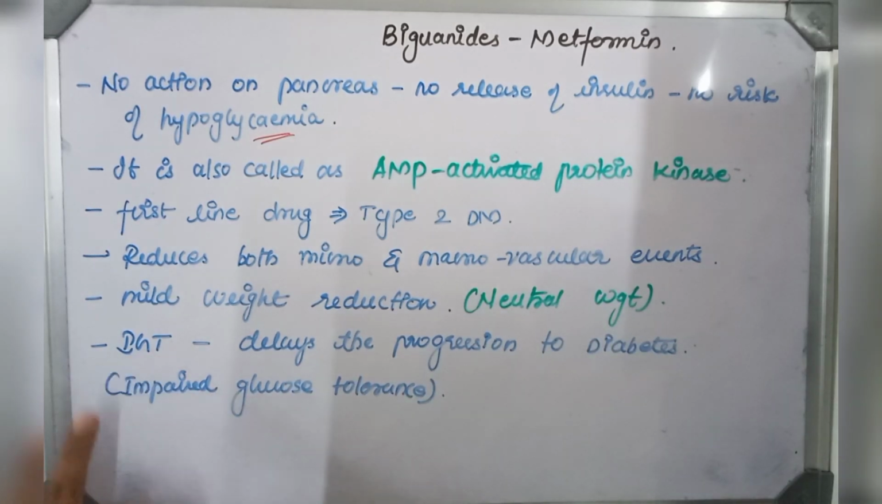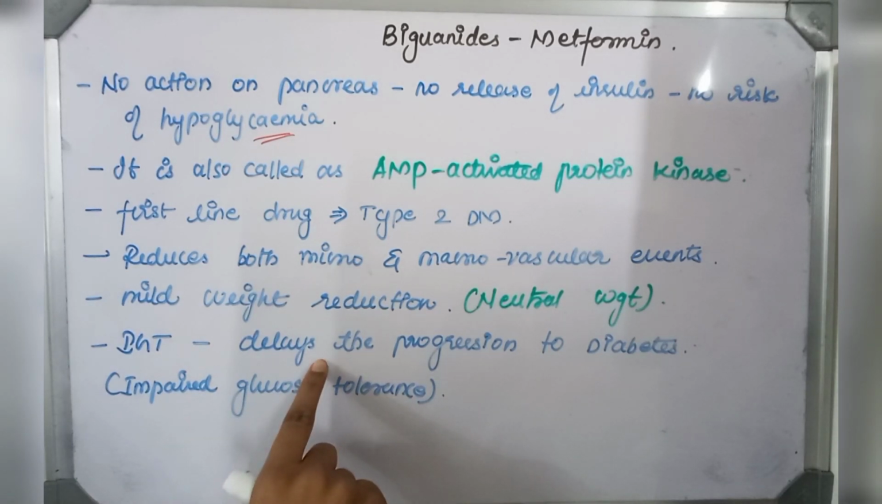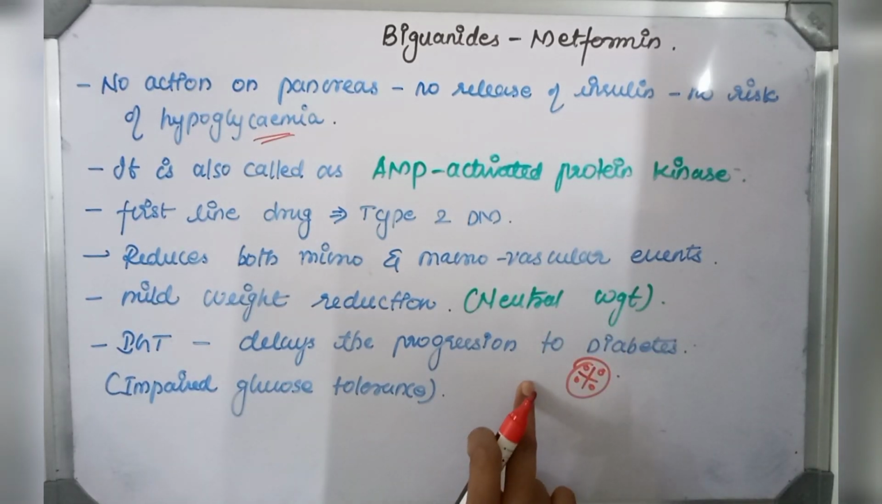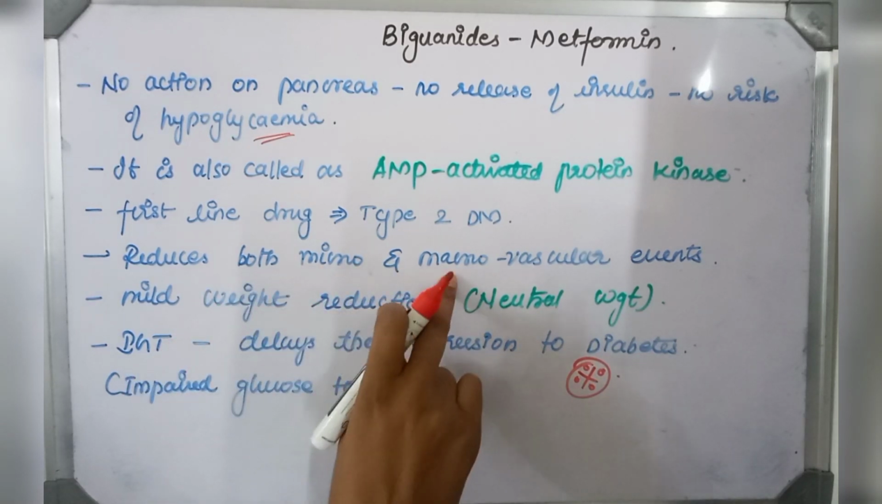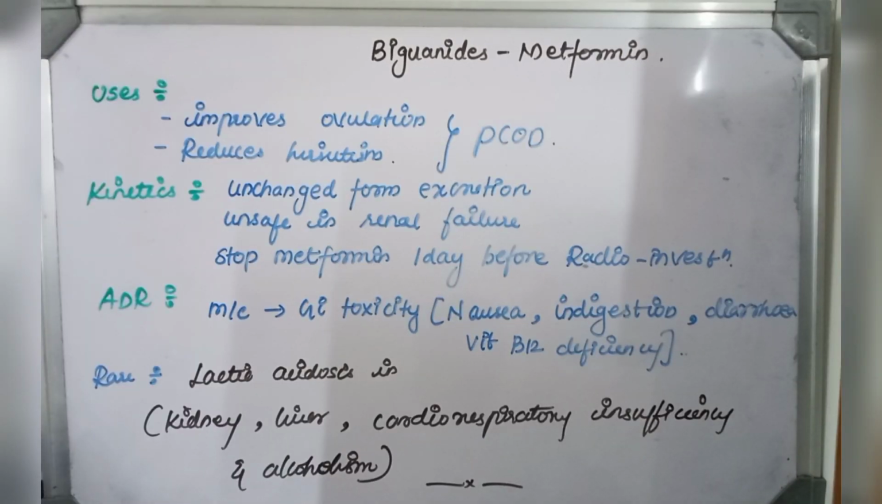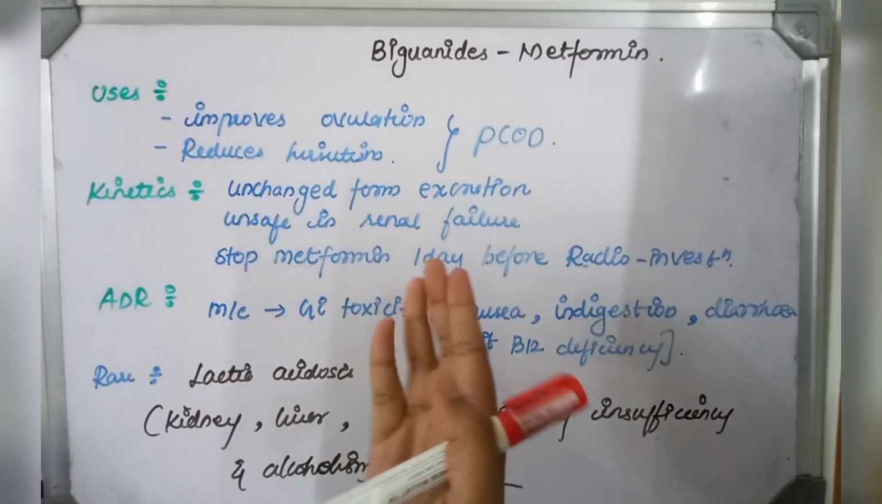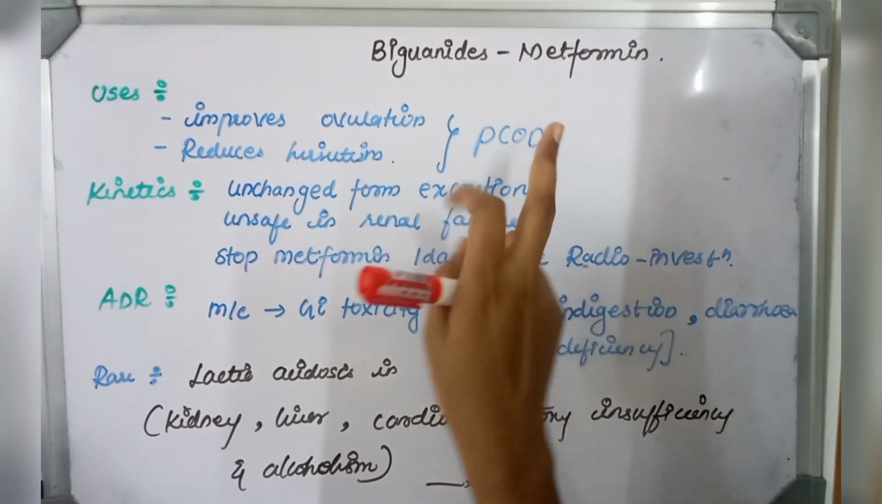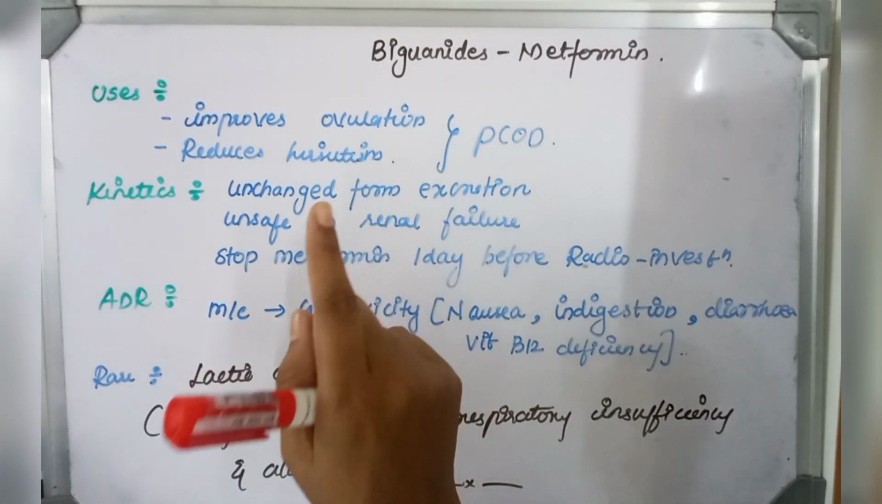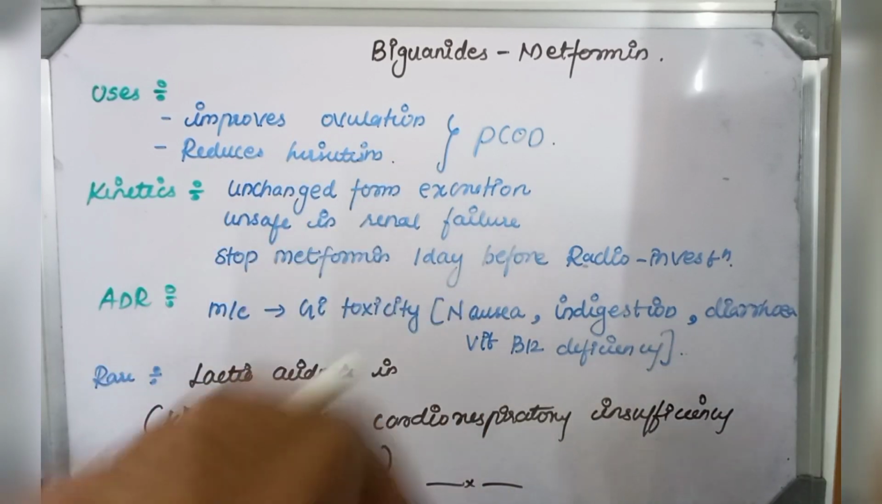This is IGT, impaired glucose tolerance. Here we stress that this drug delays the progression towards diabetes, which is a very good thing about this drug. So it is weight neutral, progression towards diabetes is delayed, and it reduces both micro and macrovascular events. Now let us see the use of metformin in PCOD. PCOD is accompanied by symptoms of hirsutism and ovulation impairment. This drug helps improve ovulation and also reduces the symptoms of hirsutism.